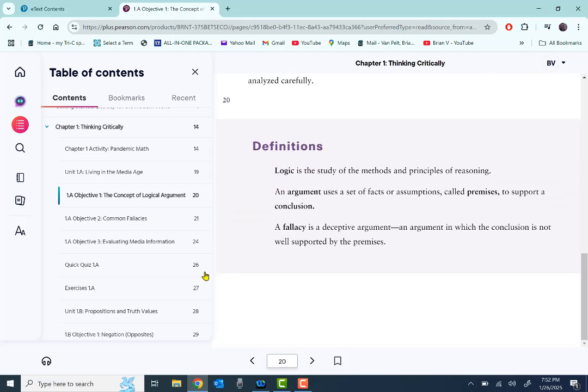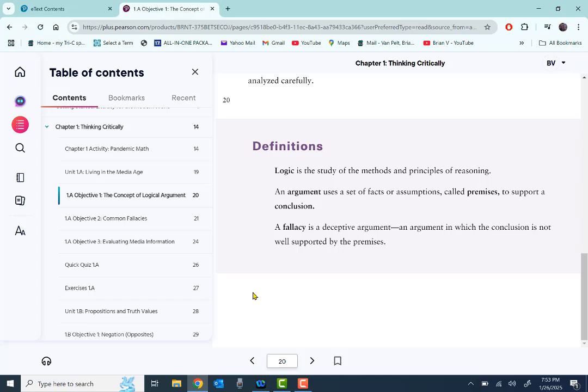Let's take a look at these definitions. Logic is the study of the methods and principles of reasoning. An argument uses a set of facts or assumptions called premises to support a conclusion. Now, these premises are facts or assumptions. Many times you can do an argument. If you want to argue against something, say you want to argue against X, you might say, well, suppose X happened to be true, and then use a chain of reasoning to show that what would result is a ridiculous situation. You can do that as well.